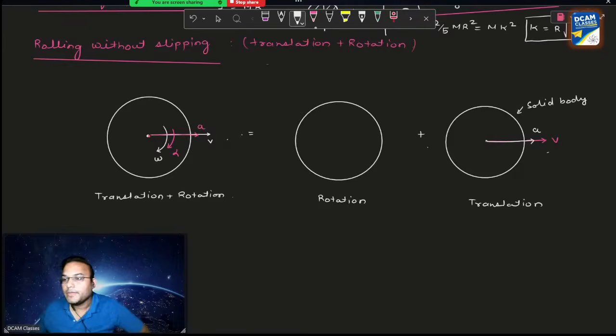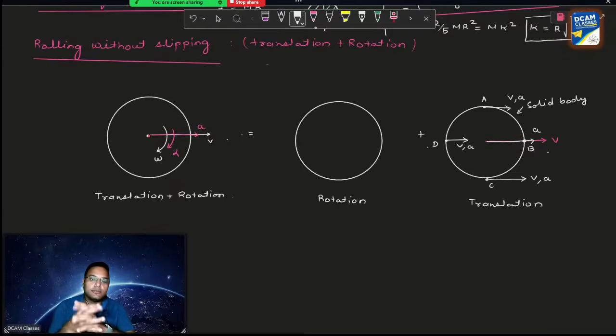In a solid body, if the center of mass is moving with the velocity v and acceleration a, every part of the body will be moving with the velocity v and acceleration a. If you take the top point A, it will be moving with velocity v and a. If you take this corner point, it's moving with velocity v and a. The bottommost point C will also move with velocity v and acceleration a. This D point will also move with the velocity v and acceleration a.